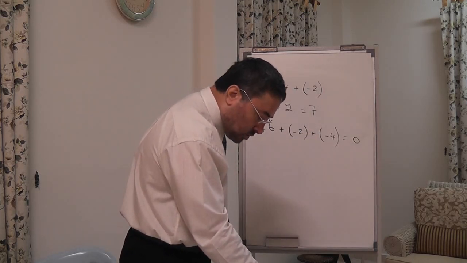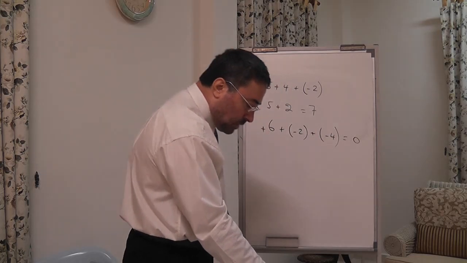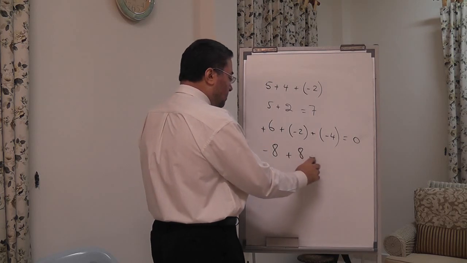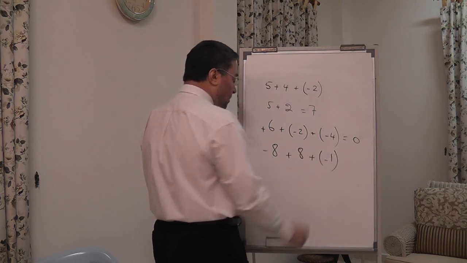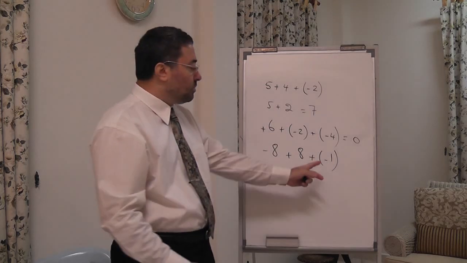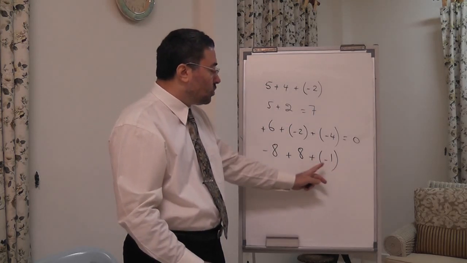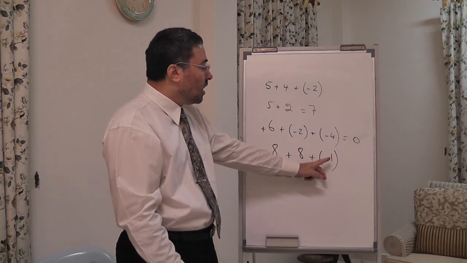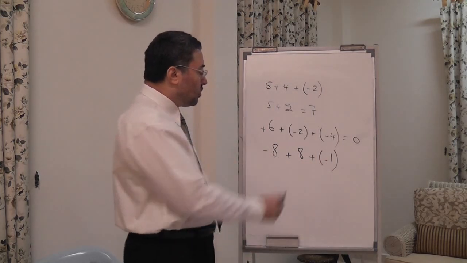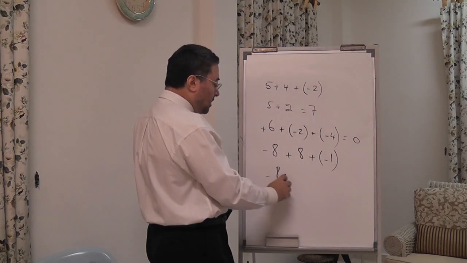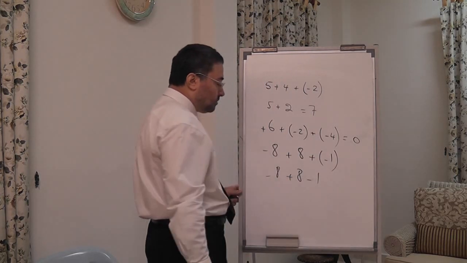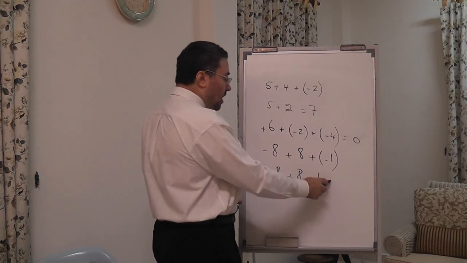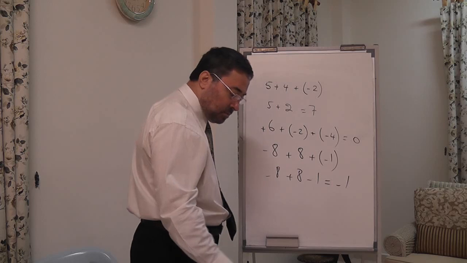Number 20, minus 8 plus 8 minus 1. We will see later on why they keep using this and how to get rid of the parentheses. But at this point, we can simply say this is a minus 1. So we can rewrite this as minus 8 plus 8 minus 1. So in this case, minus 8 and 8 is a 0, and we are left with minus 1. So the answer is minus 1.